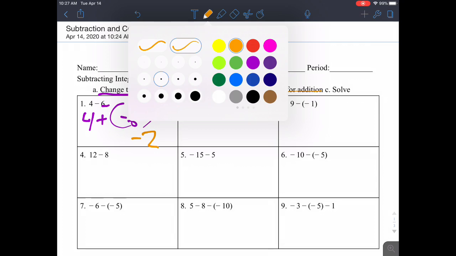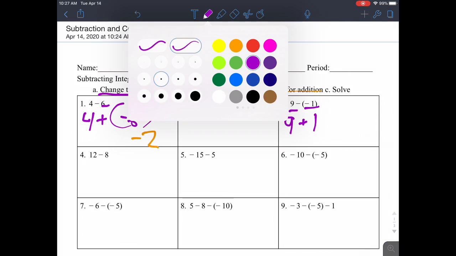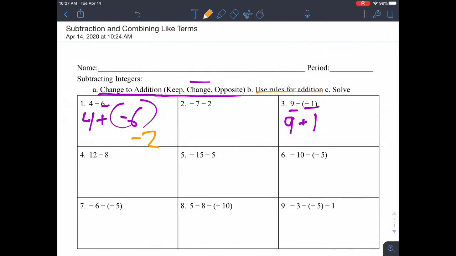So when I look at, let's jump to number 3. I want to change this to addition. So does my 9 change? Nope, it's still 9. My subtraction becomes addition, and the opposite of negative 1 is 1, positive. So that becomes 9 plus 1, and we know, oh, that's 10.